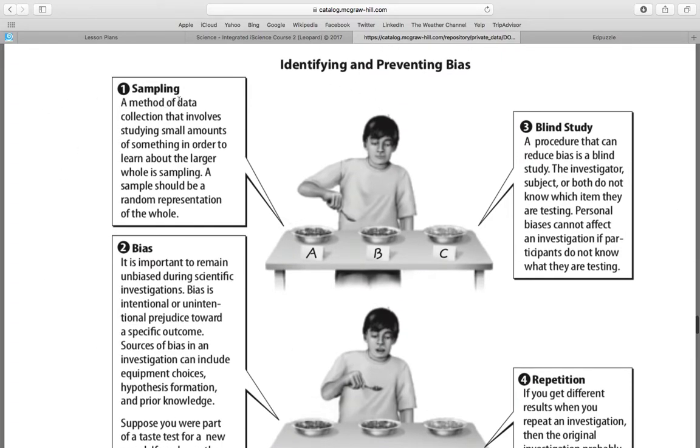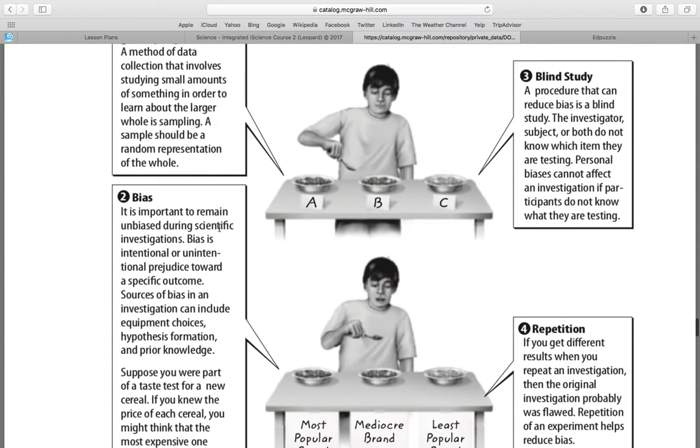Let's look at this together. Sampling. It says a method of data collection that involves studying small amounts of something in order to learn about the larger whole is sampling. So getting bits and pieces of information from a lot of different places. A sample should be a random representation of the whole.